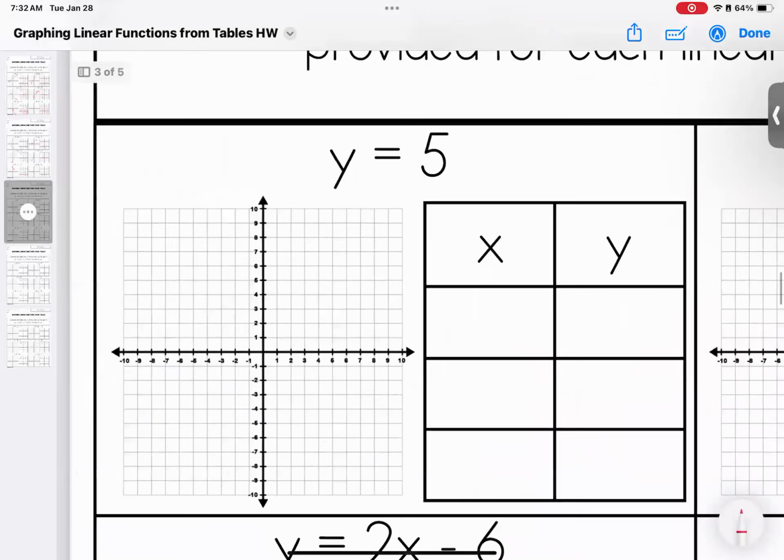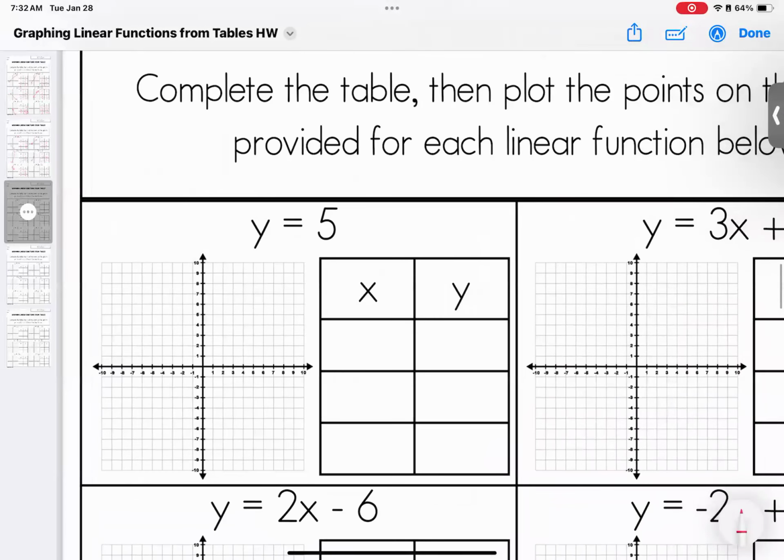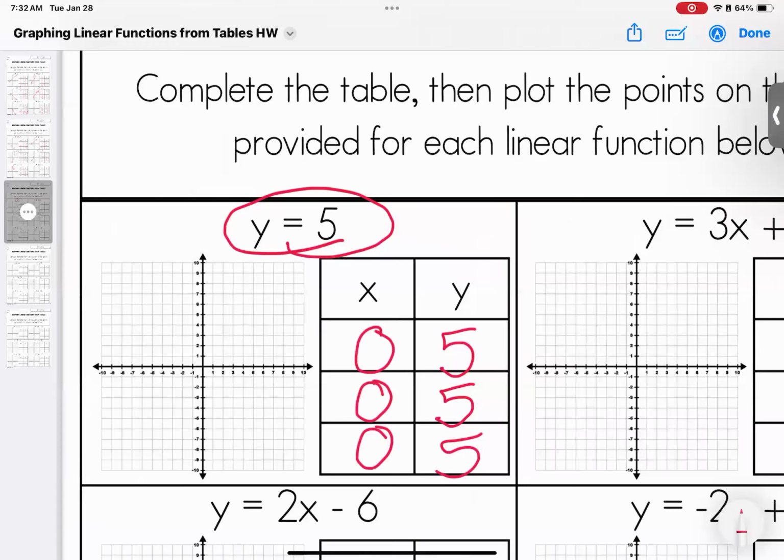Coming down here. This one, it says to complete and plot. I purposely gave you one where you just have y is equal to 5. So if y is 5, x is 0. There is no x. This one cannot be solved. But we need to know that sometimes our graph does not work.